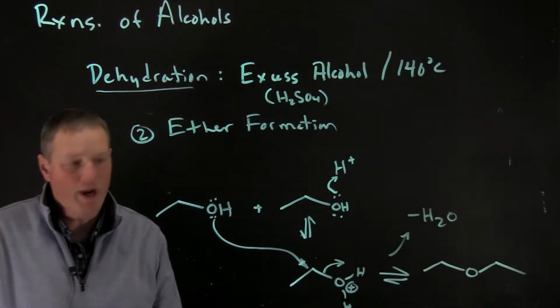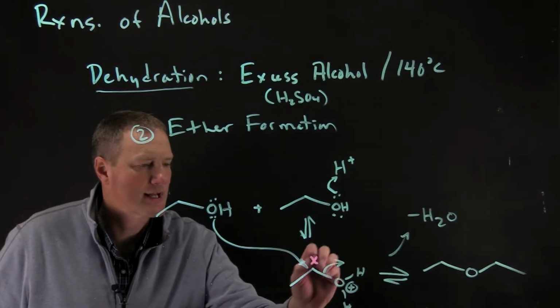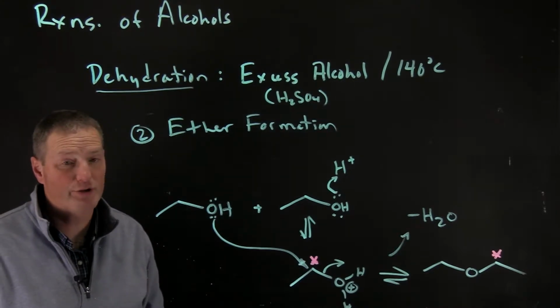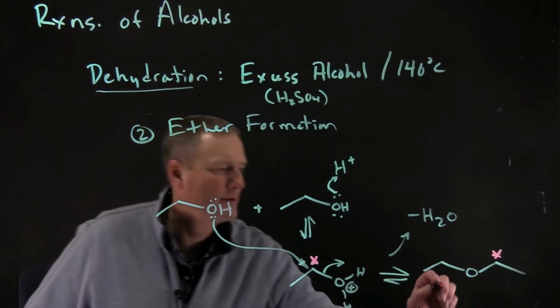Okay, and the resulting product, let's just put an asterisk next to this carbon here. The resulting product is a new functional group. This is now called an ether.